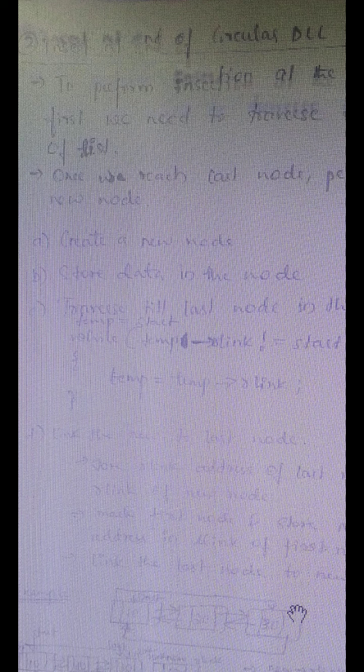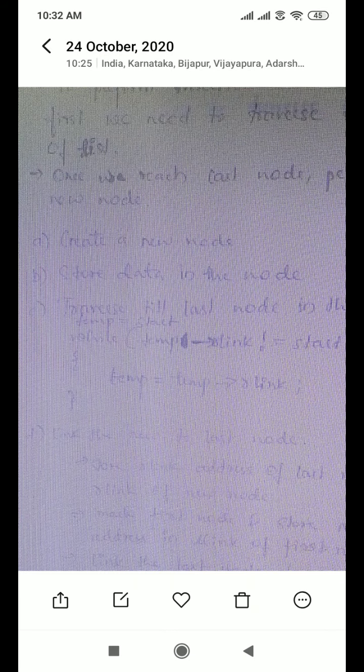Once you find the last node, we link the new node to the last node. We store the r link address of the last node in the r link address of the new node. In the last node r link address you are having the first node address, the starting address, so that address you are storing in the new node. And in the first node you are storing the address of the new node in the L link value of the first node. Okay, so this is how you are performing the operation.